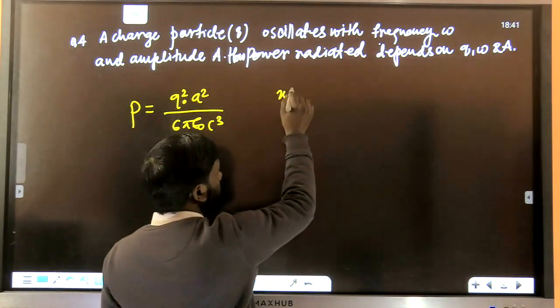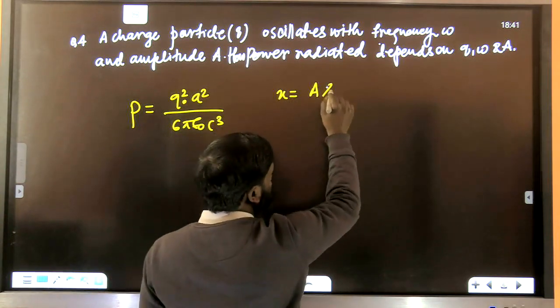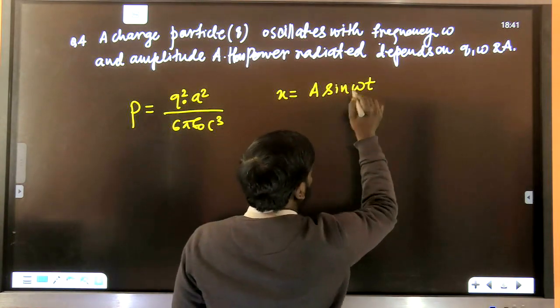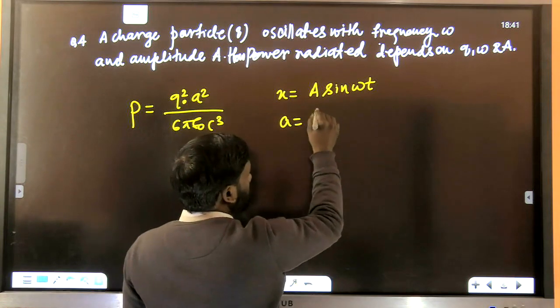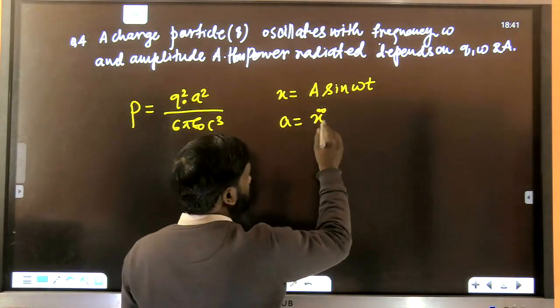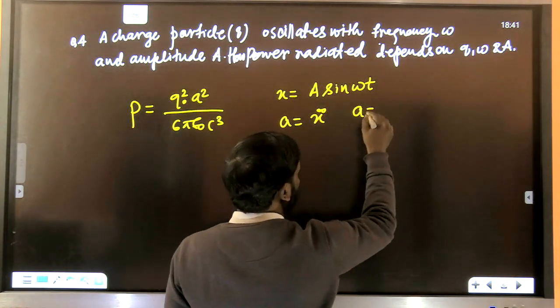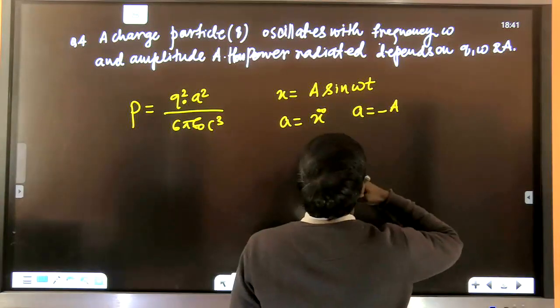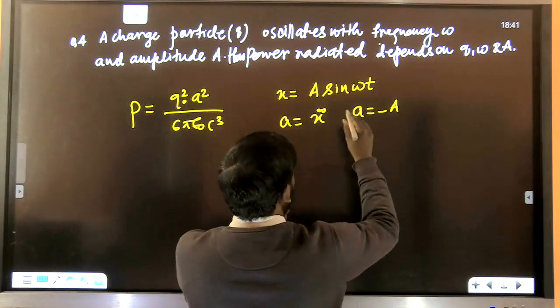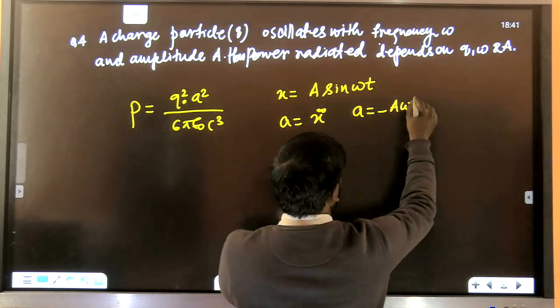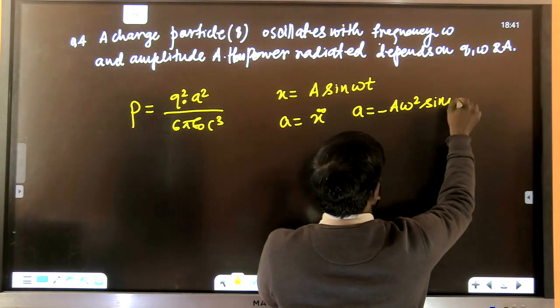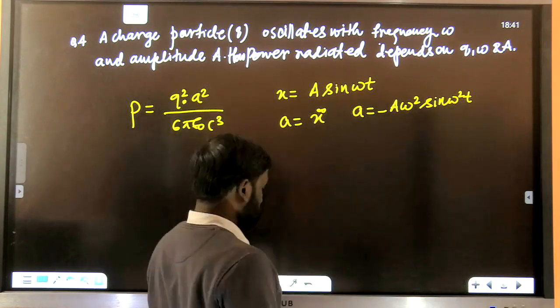See, in case of SHM, we write displacement as x equal to A sine omega t. So therefore, acceleration is x double dot. So you get acceleration equal to minus A omega square sine omega t.